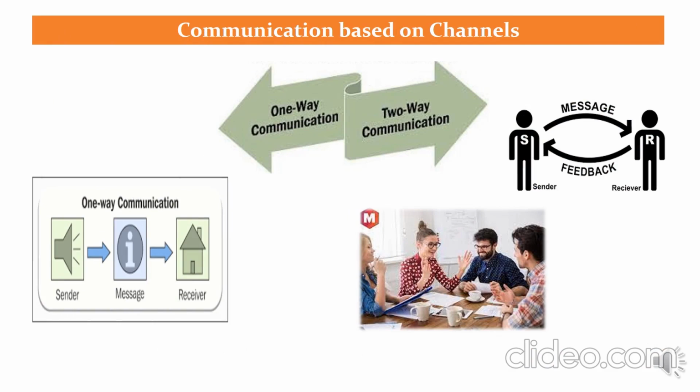Based on the direction, we can classify communication into one-way communication and two-way communication. One-way communication is like a monologue. Information flows from sender to receiver. For example, communication passed through a radio. In contrast, two-way communication involves a dynamic exchange with feedback and interaction among the people. It is a crucial element in fostering understanding and collaboration.